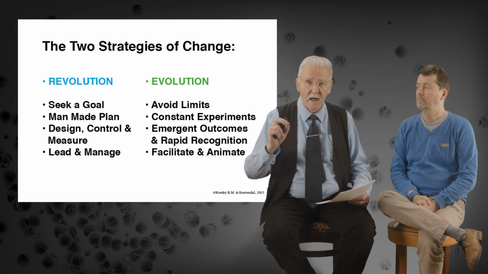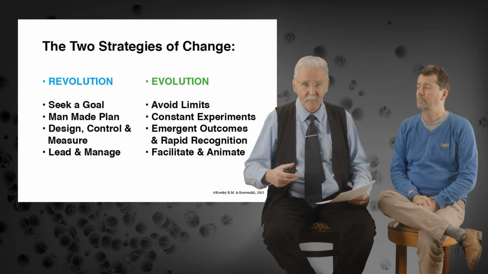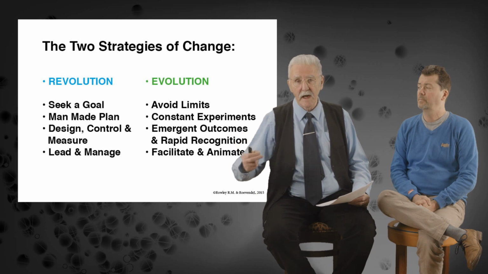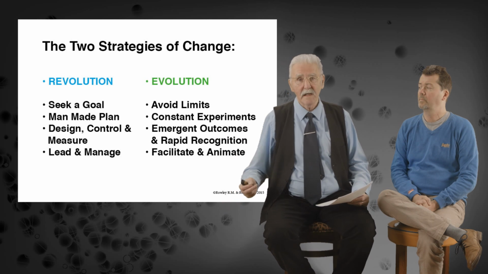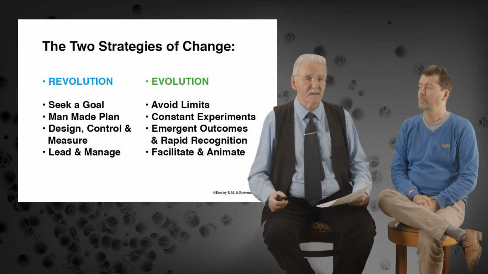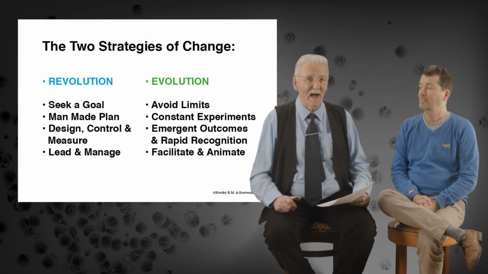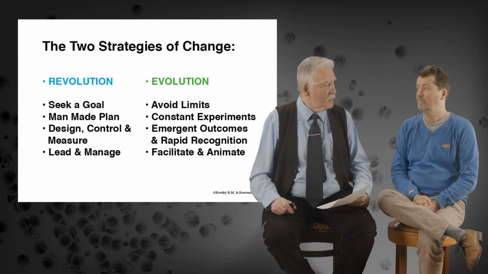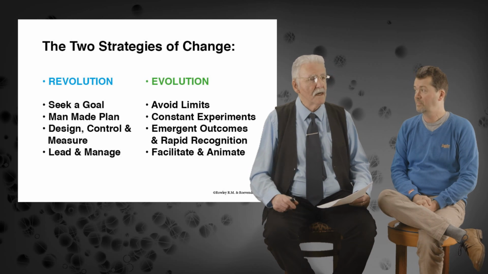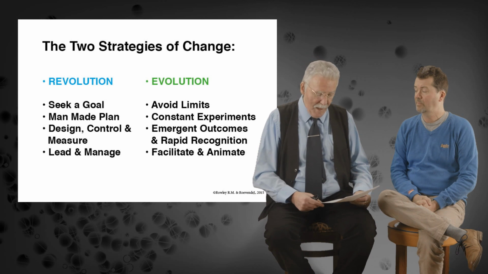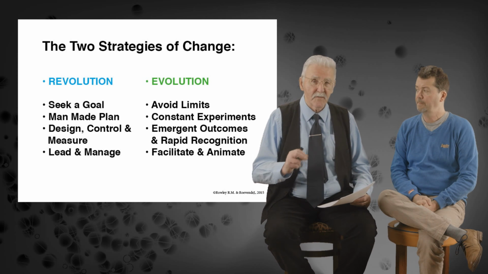So here we can see on the slide emerging outcomes and rapid recognition. If you're managing an evolutionary system, you recognize if something good is happening or if something bad is happening. You know, if you're in Alaska and the wolves start coming close to the caribou, then you go for the wolves because you eat the caribou, you need them. Okay, so it's rapid recognition of changes. That's the key to the management, although management is the wrong word.